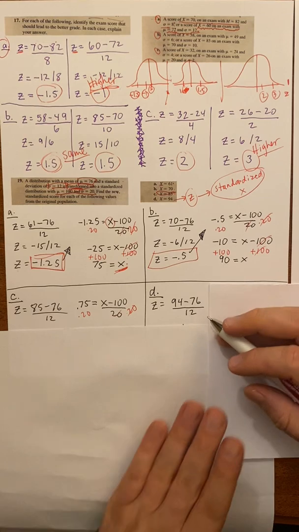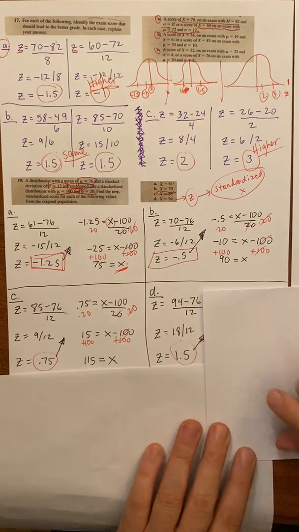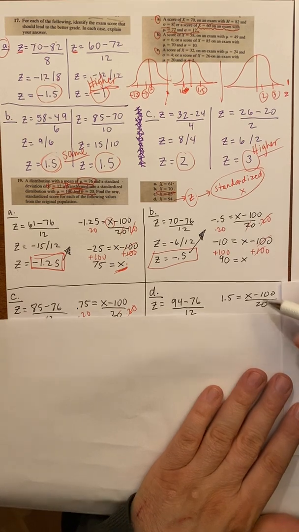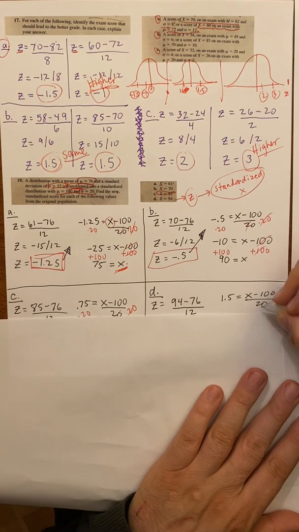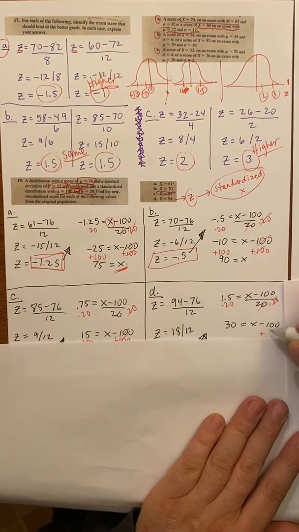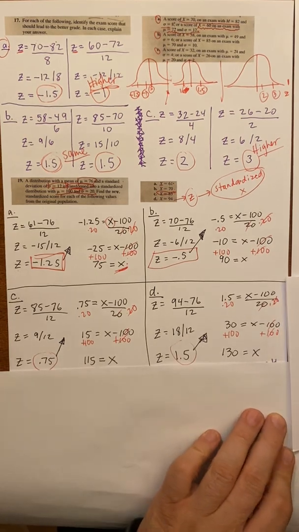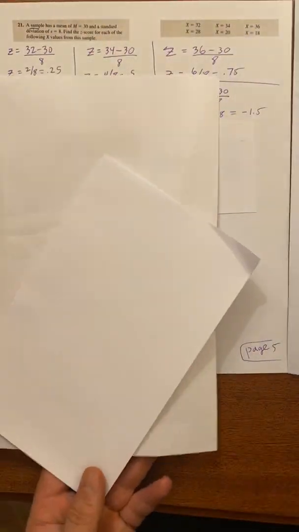94 minus 76 over 12 reduces to 18/12, but then solves to 1.5. So now my z of 1.5 goes into the equation, where that equals x minus 100 over 20. Going to get rid of that 20 by multiplying it on both sides. So then I get 30 equals x minus 100, which is going to get solved by adding that 100 out on both sides. So then I end up with 130 equals x. That's it. So that's how we do number 19. I'm going to go ahead and move on now to problem number 21.